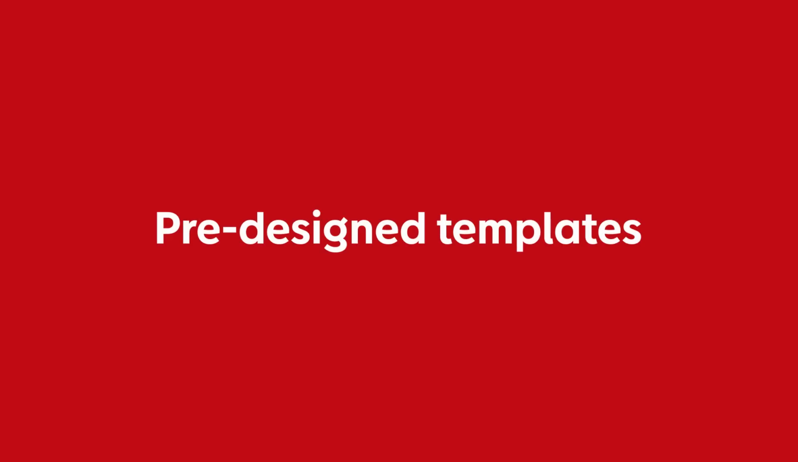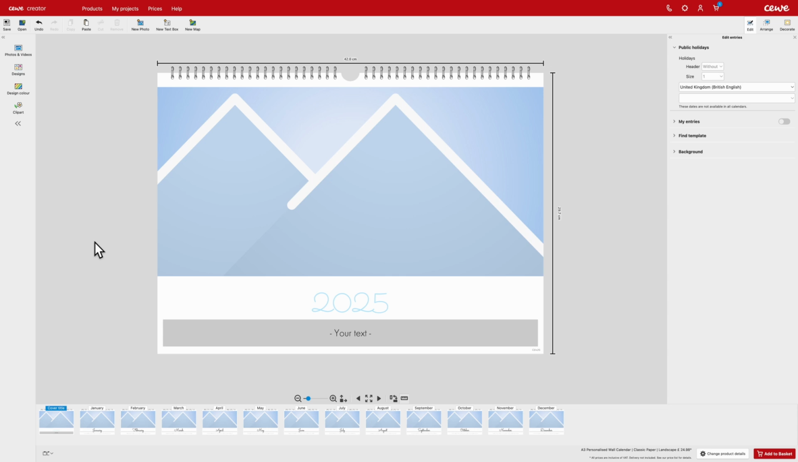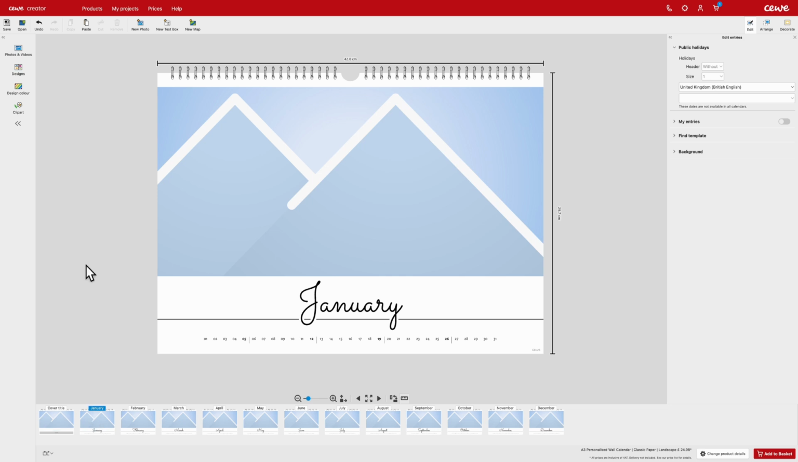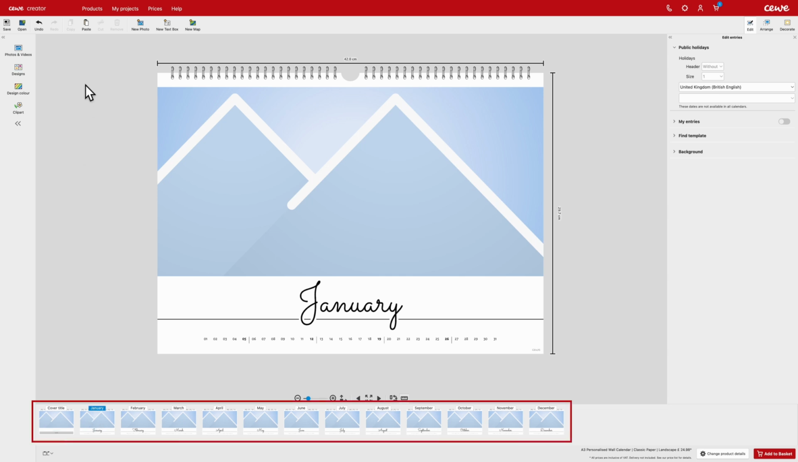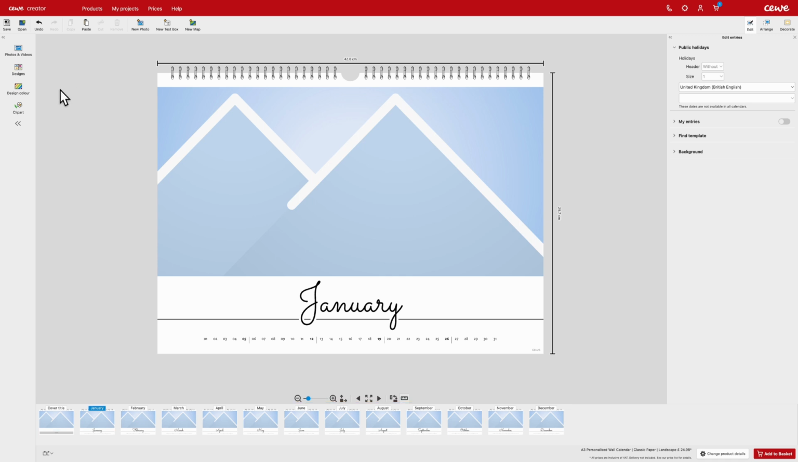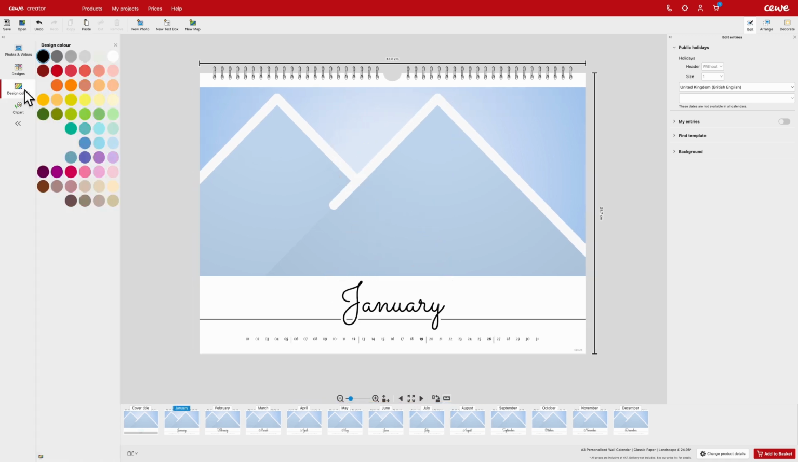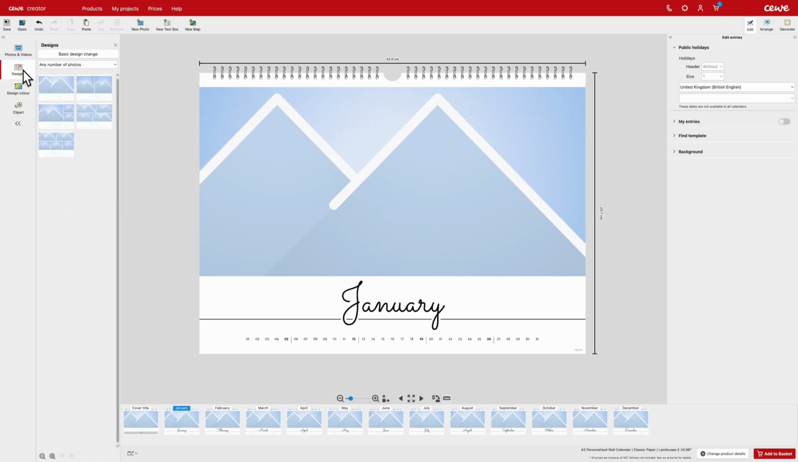Pre-designed templates. Here are all the tools and functions you need to creatively design your calendar. Select the calendar page below by clicking on it. With a pre-designed template, all the monthly pages are already professionally pre-designed. You can change the color of the page and the number of photos in the view on the left. To do this, double-click on the selection.